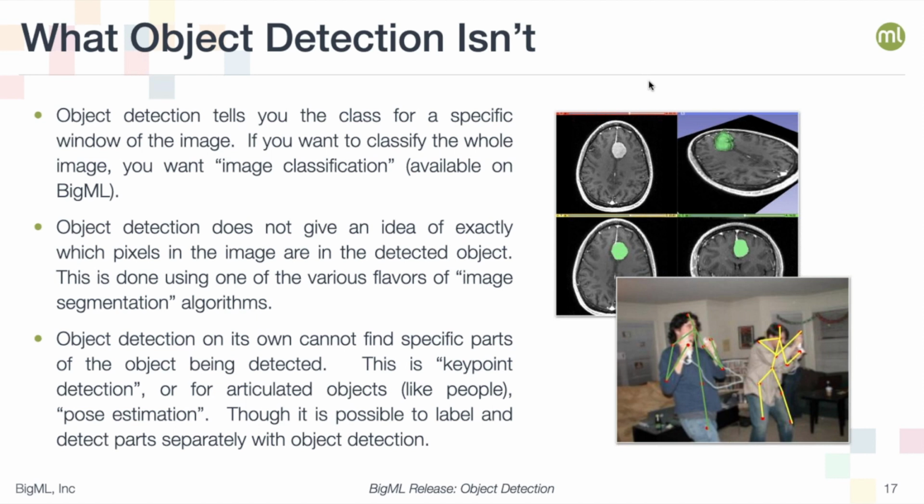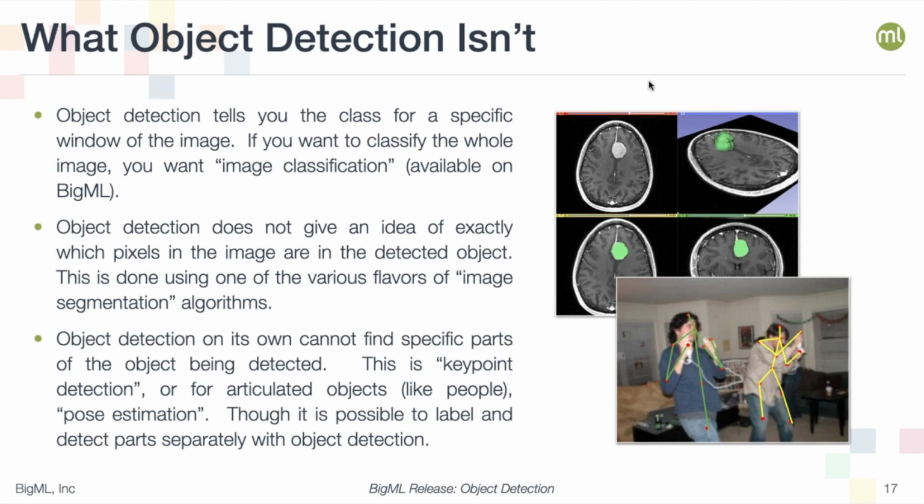Finally, object detection on its own doesn't find specific parts of the object being detected. Algorithms that do that are often called key point detection for articulated objects. This is sometimes pose estimation. So if you've got an articulated object like a person, where the different parts of the object can be configured differently in spatial relationship to one another, this is called pose estimation.